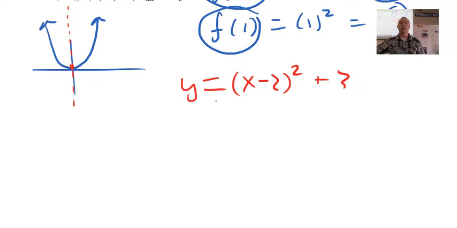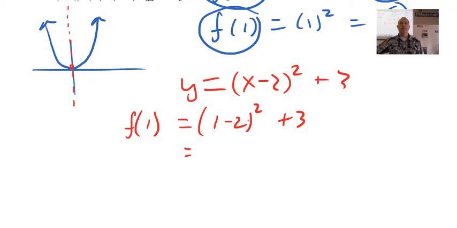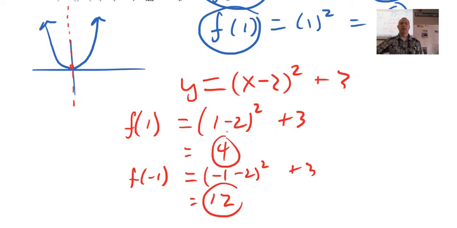Okay, so let's see. If I do f of, well, let's just do f of 1. So that's 1 minus 2 squared plus 3, which gives us what? Negative 1 squared is positive 1, that's 4. What about f of negative 1? Well, that's going to be what? Negative 1 minus 2 squared plus 3, what's this? Wait a minute. That's negative 3 squared, which is 9, plus 3 is 12. Oh my. So is it a vertical line through the vertex? Is that what we're talking about? Or is the symmetry we're talking about here something more than that? It's obviously more than that.